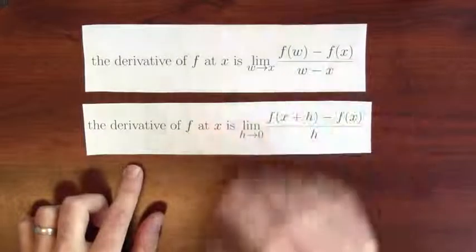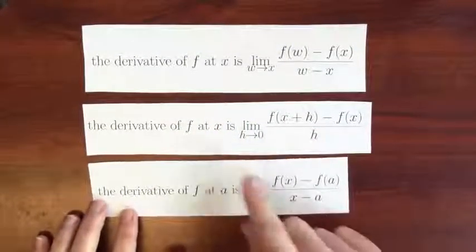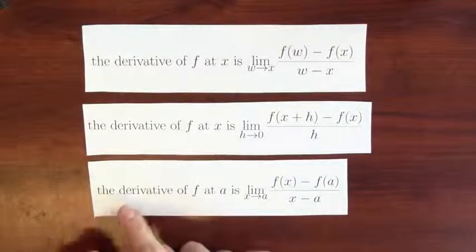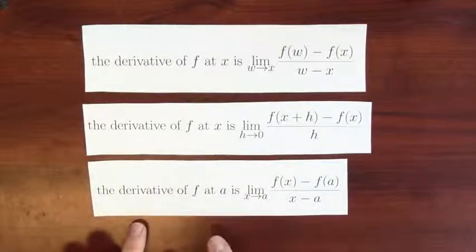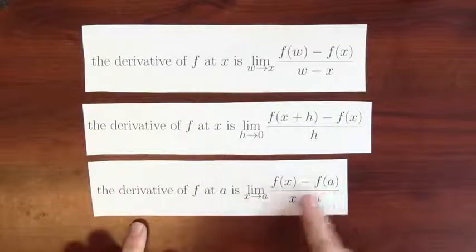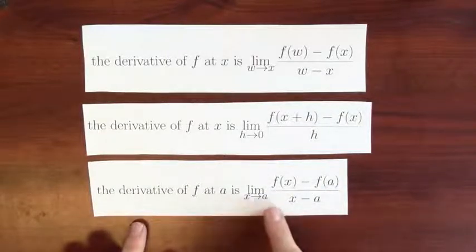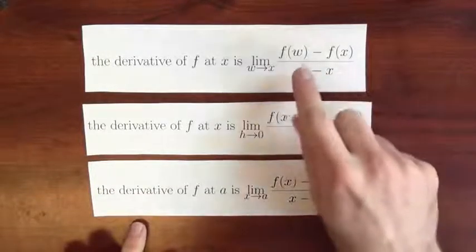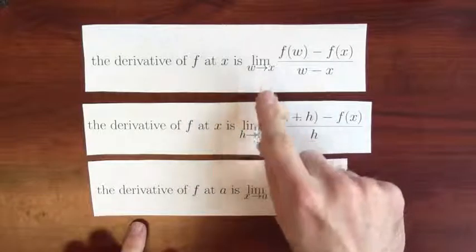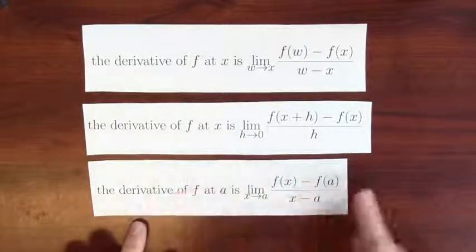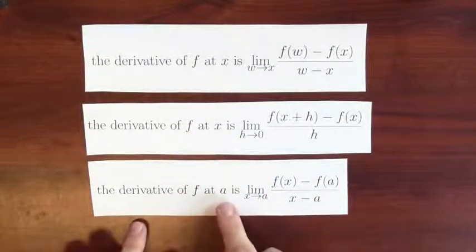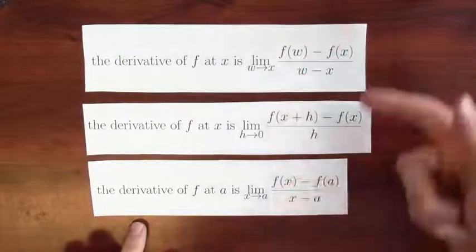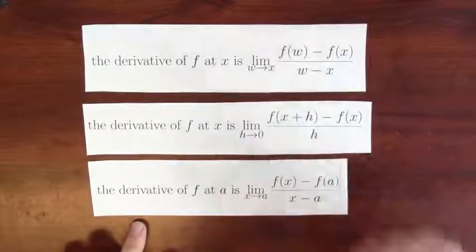The other thing that makes these definitions sometimes a little bit tricky is that people will give you a definition that's not at the point x. For instance, here's a definition of the derivative of f at the point a. It's the limit of f of x minus f of a over x minus a as x approaches a. You can compare the first and the third definitions here. This first one has a w and an x, and w is approaching x to get the derivative at x. This bottom one, I'm trying to compute the derivative at a, and x is approaching a. So the roles of w and x and the roles of x and a are somehow analogous here.